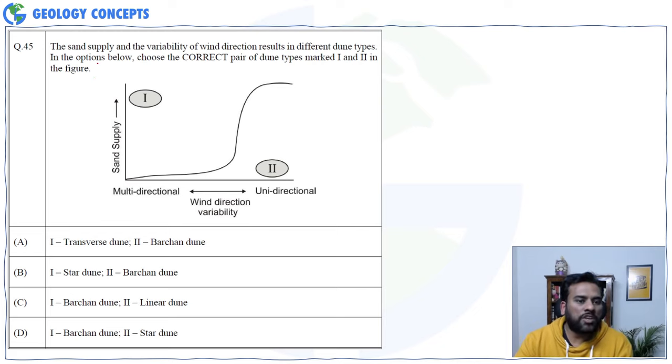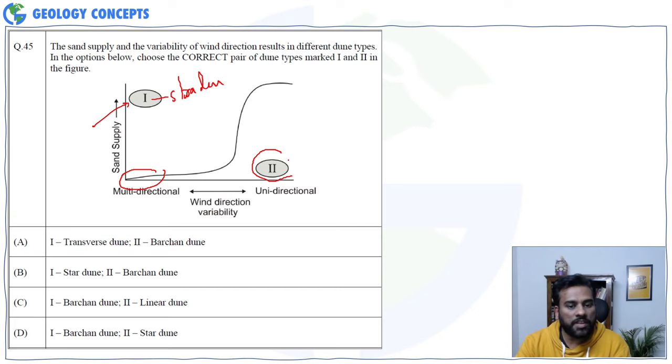The sand supply and the variability of the wind. Easy question. Multi-directional and lot of sand supply will give you a star dune, right? So one will be star dune, and here unidirectional and less sand supply will give you a barchan dune. Limited sand supply. So B will be the correct option, star dune and barchan dune.